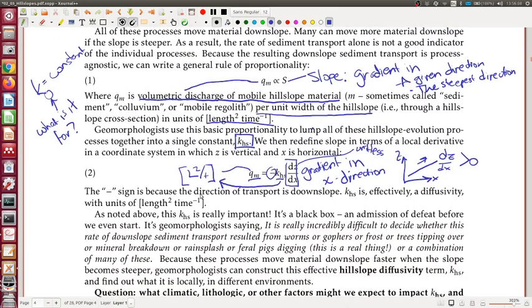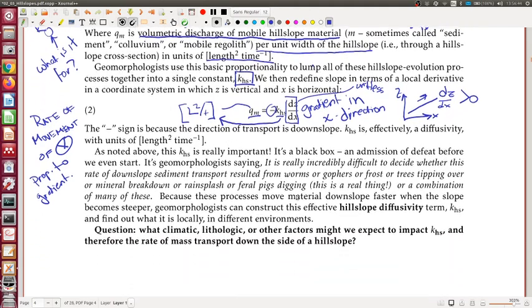And so what this is just saying is, sorry, still learning about how to use this writing pad, that the rate of movement of material is proportional to gradient. And in this case, the material movement is just the discharge, per unit width, of mobile material on the hill slope, and the gradient is the literal gradient of the hill slope itself.